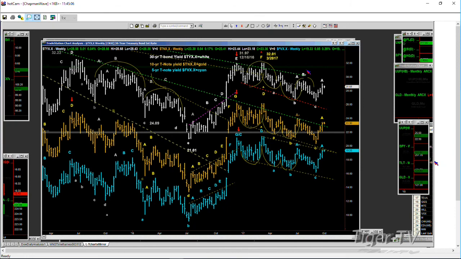So a close above this high, the high of 28th of July at 29.44, and in the case of the 10-year, it's the high of the 7th of July at 23.96, and that's the same week as the 5-year, the cyan color, the FVX, and that's a high of 19.68. If there is a close above that this week, we've changed direction.